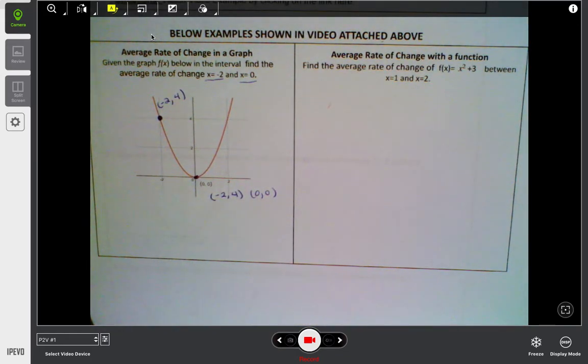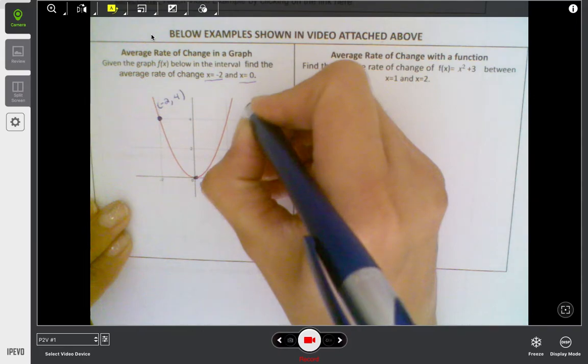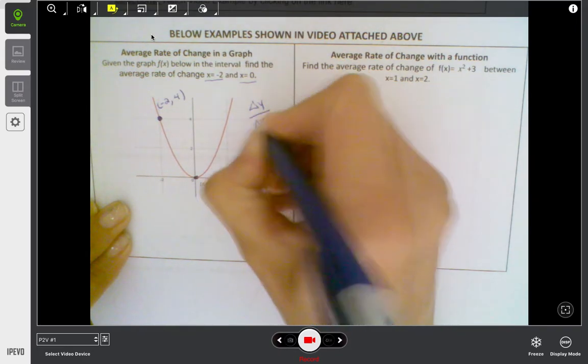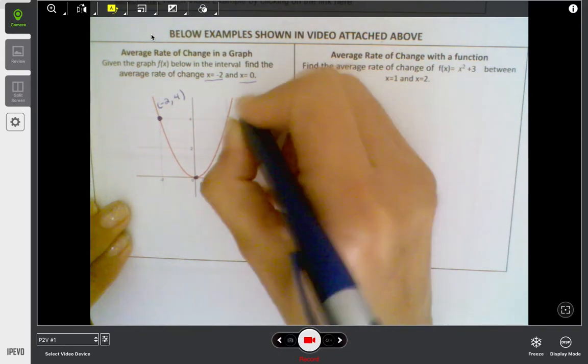Now, to find the average rate of change, for example, when it comes to velocity, the average rate of change is total distance over time. The average heart rate is going to be the total number of heartbeats per minute, right? So then what would be the average rate of change in a graph? Usually the average rate of change in a graph is the change in y over the change in x. That is the average rate of change in a graph.